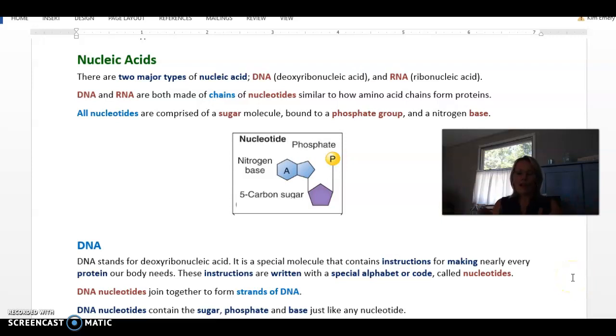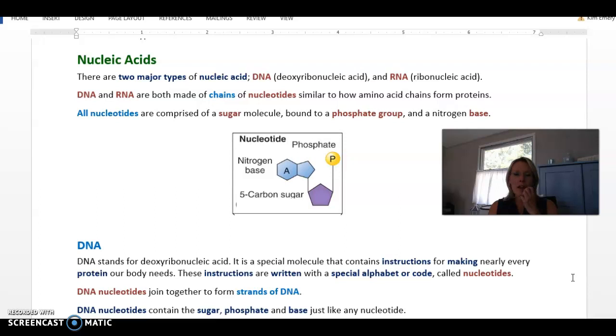Okay, so we're at the last organic molecule that really comprises important structures in our body, and that would be the nucleic acids. There are two major types of nucleic acid: DNA, which you've probably heard about, and that stands for deoxyribonucleic acid, and RNA, which stands for ribonucleic acid.